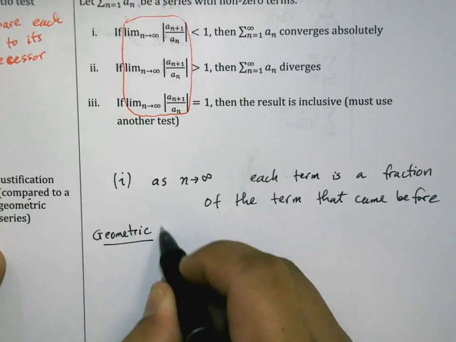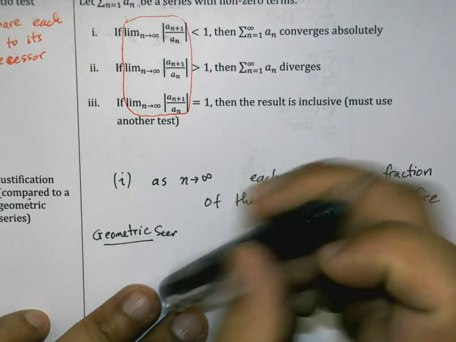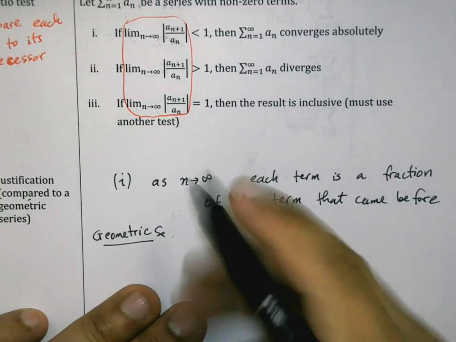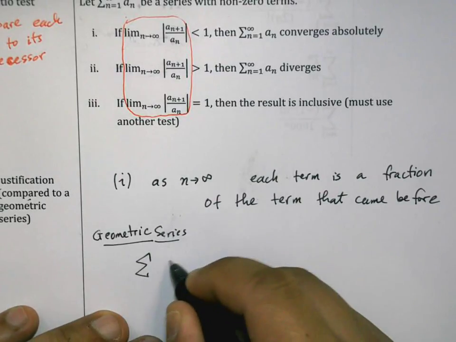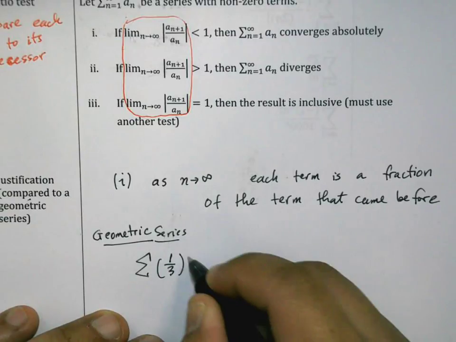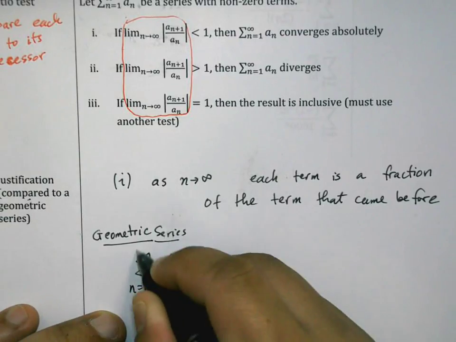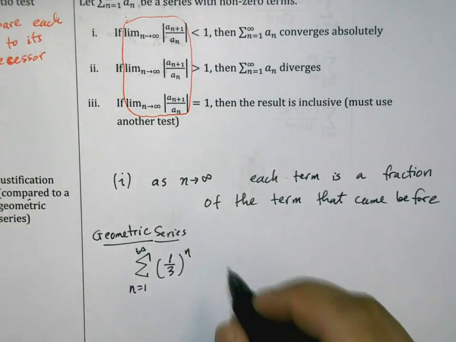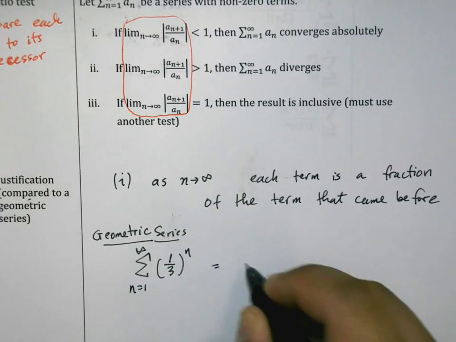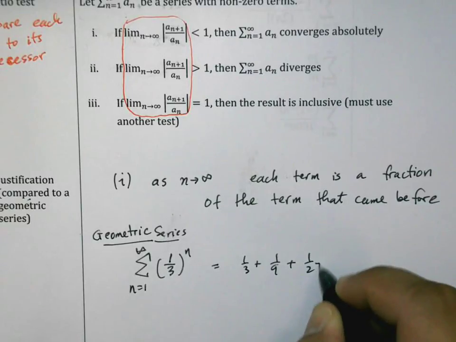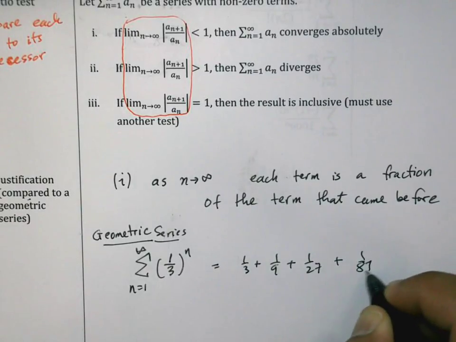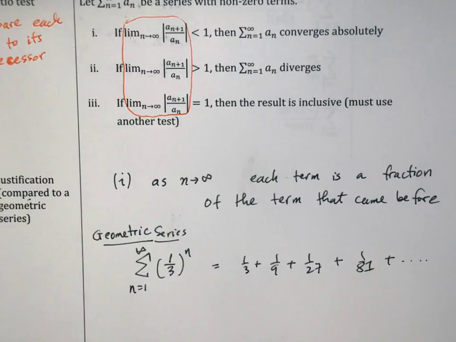So let's just look at what a geometric series says as an example here. So if I have a geometric series, let's say something like this, (1/3)^n, n equals 1 to infinity. Then I start listing this out, and I see that I have 1/3 plus 1/9 plus 1/27 plus 1/81, and so on and so forth.